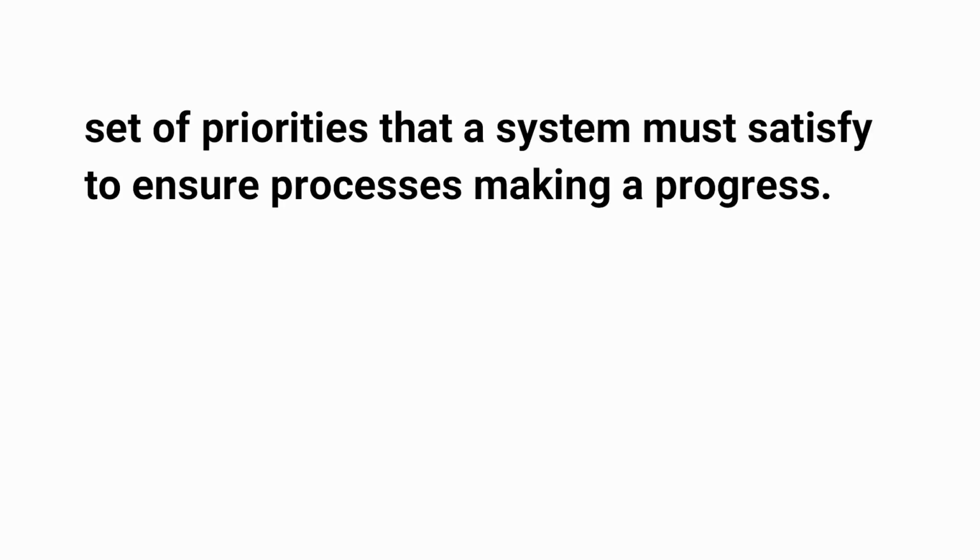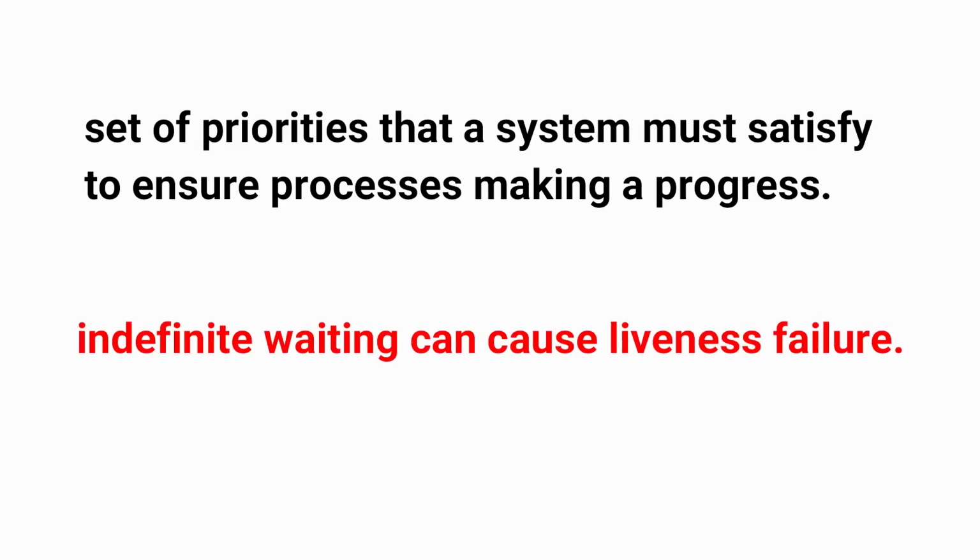Okay, let's talk about liveness. Liveness is a set of properties that a system must satisfy to ensure processes make progress. Indefinite waiting can cause liveness failure. Examples of liveness failure are deadlock, starvation, and priority inversion.